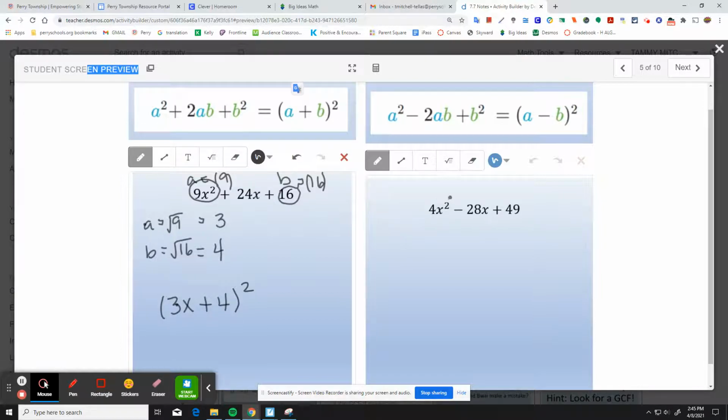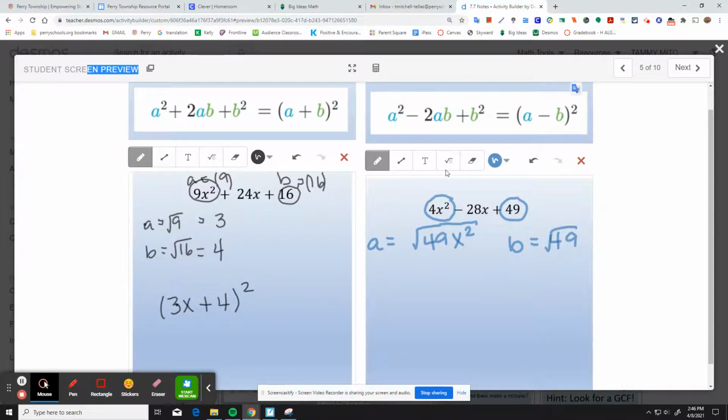So I could do the same thing here. If I take the square root of both of these, I could find my A and B. So 49x squared, the square root of that, B.